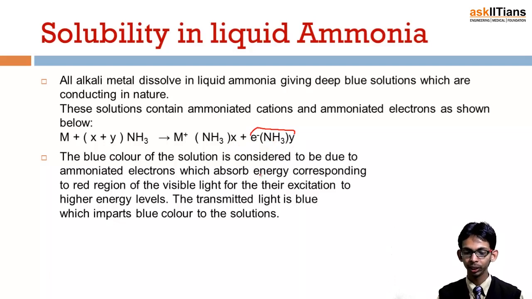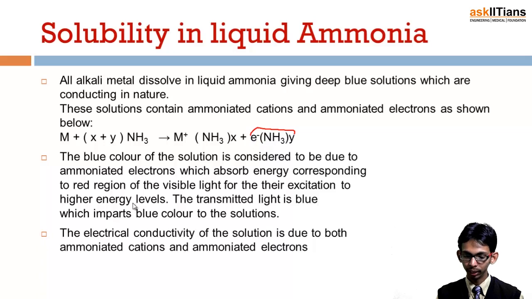The blue color of the solution is considered to be due to ammoniated electrons which absorb energy corresponding to the red region of the visible light, and on their excitation to the higher energy level, the transmitted light is blue, which imparts blue color to the solution. That means the blue color of the solution is basically due to the transition of these ammoniated electrons, which results in release of light of blue color.